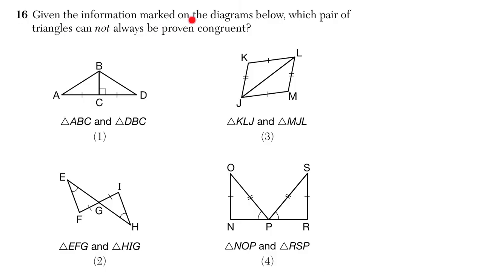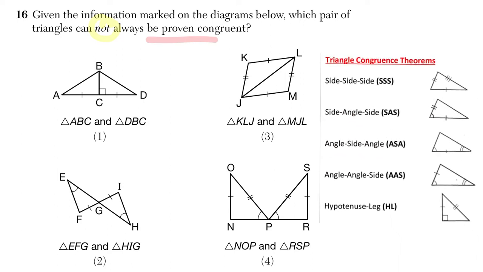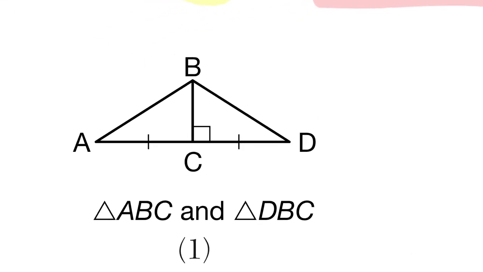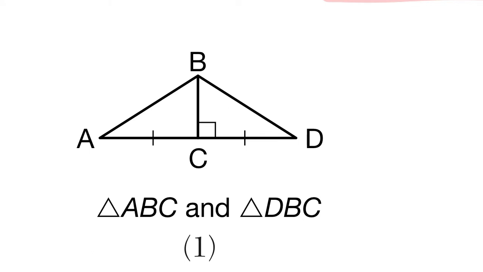Question number 16. Given the information marked on the diagrams below, which pair of triangles cannot, and I'm going to highlight that, cannot always be proven congruent? So I'm going to recognize that we're going to have to draw on our understanding of triangle congruence theorems. And we've got, of course, SSS, SAS, ASA, AAS, and HL. Presumably 3 of these 4 options will hit on one of these theorems. Let's start with option number 1. The first thing that I'm always going to try to think about, when we've got pairs of triangles, is whether there are shared sides. And indeed there are right here.